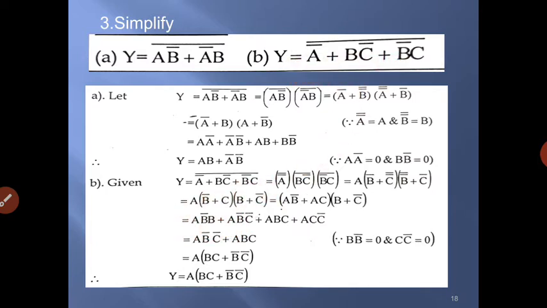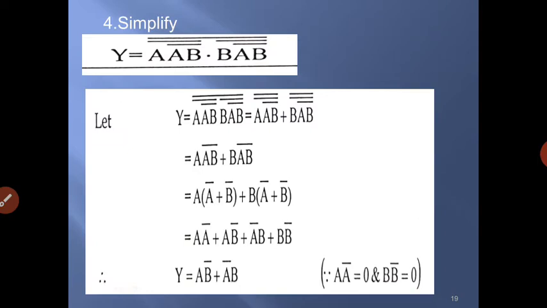So with the help of Boolean laws, either OR laws, AND laws, NOT laws, and even with the help of De Morgan's laws, you are able to simplify or minimize any Boolean expression. Next we will see some more examples.